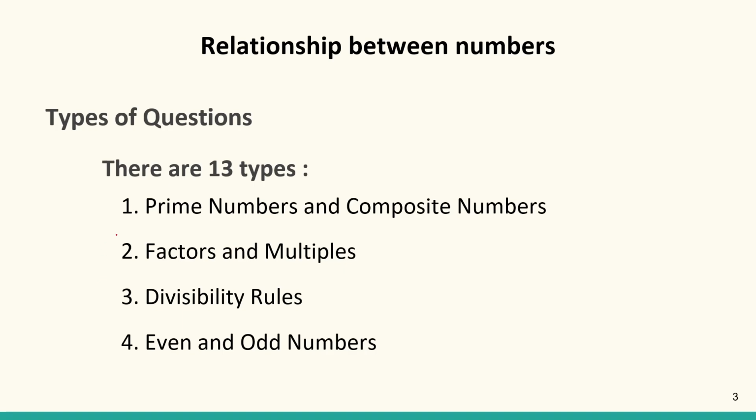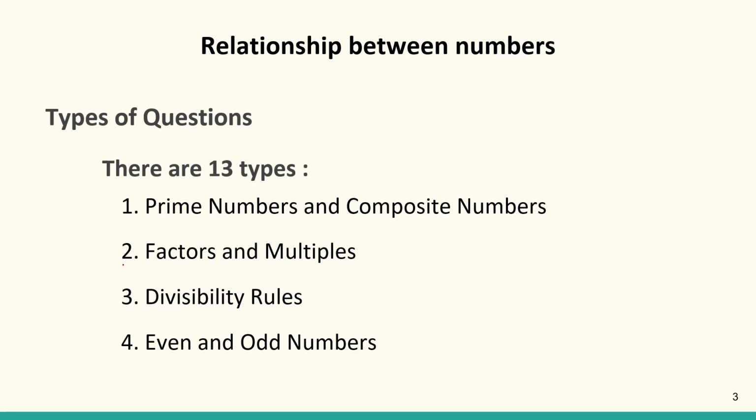Okay, so the first type of questions are prime numbers and composite numbers. That is, they involve prime numbers or composite numbers. They'll ask you a number and ask whether the number is prime or not, or whether the number is a prime number, a composite number, or actually one. You know that one is neither prime nor composite.